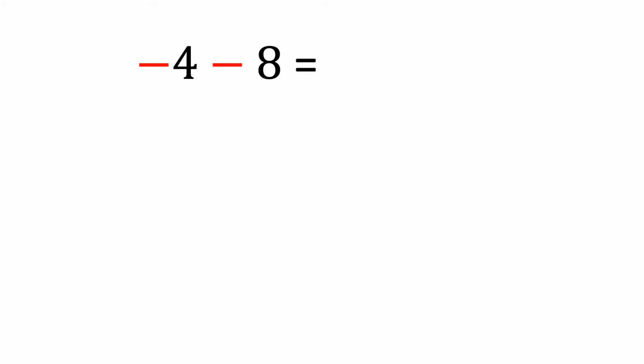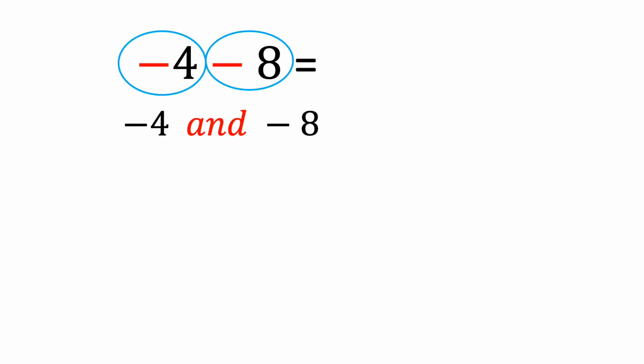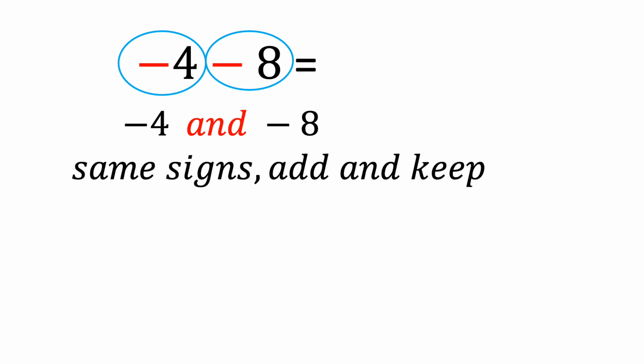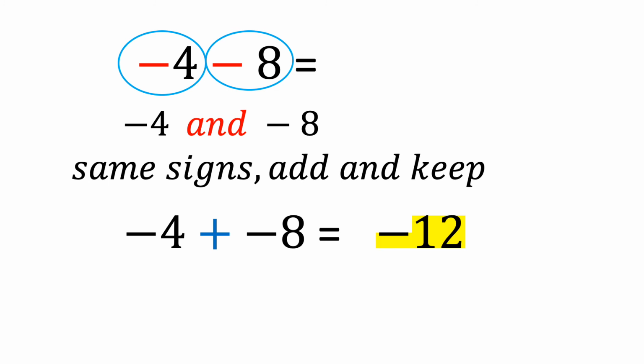This example can be broken down to look at it as an addition problem. Negative 4 and negative 8 means same signs, so we're going to add negative 4 plus negative 8. And negative 4 plus negative 8 is negative 12. It's like saying there's 4 points for the negative team, 8 points for the negative team. How many points does the negative team have altogether? 12 negative points, negative 12. So same signs, add and keep.